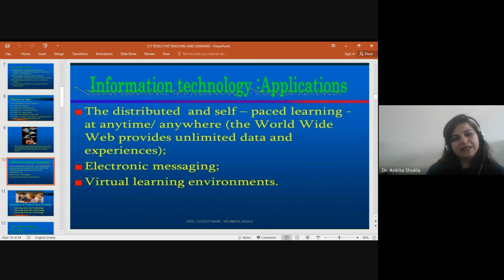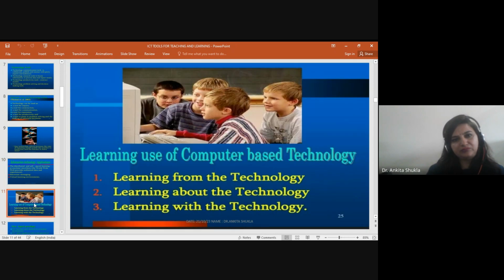It's also used in psychological testing. Learning use of computer-based technology: learning from the technology, learning about the technology, learning with the technology. ICT in psychological testing: there are individual differences. Institutes do not have a trained psychologist who can assess students on some of the correlates of academic achievement. It is easy to digitalize all the psychological tests, including the scoring process and evaluation.